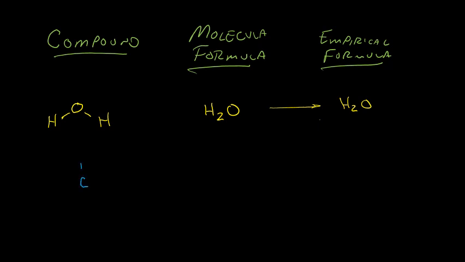You could also look at methane. So it's like this. And so for the molecular formula, we just count up the number of atoms. There's 1 carbon and 4 hydrogens. And so the empirical formula would also be CH4, because this 4-to-1 ratio is the simplest possible ratio for those. Okay.